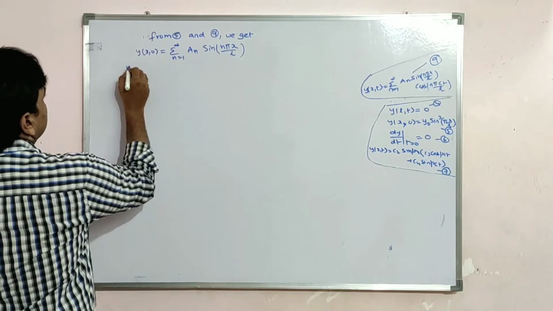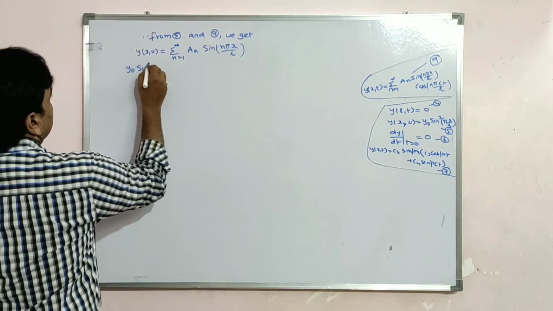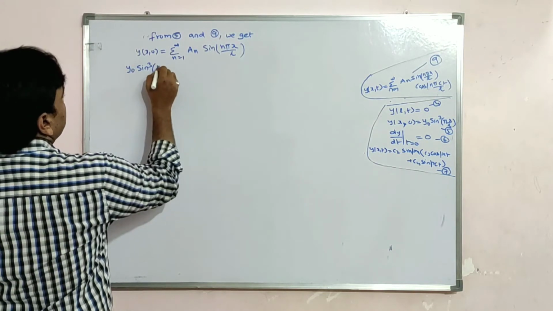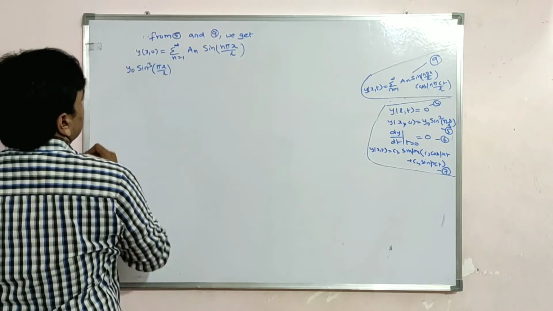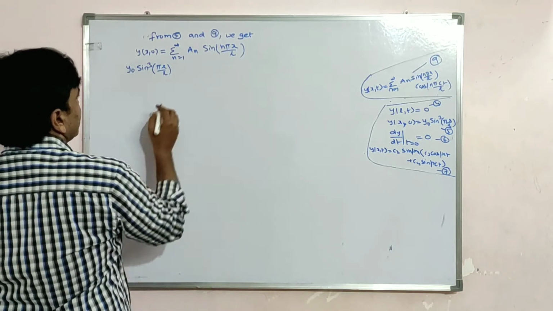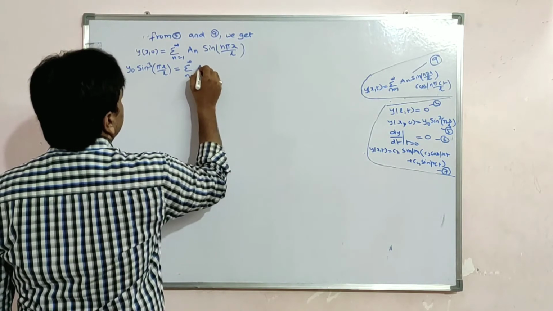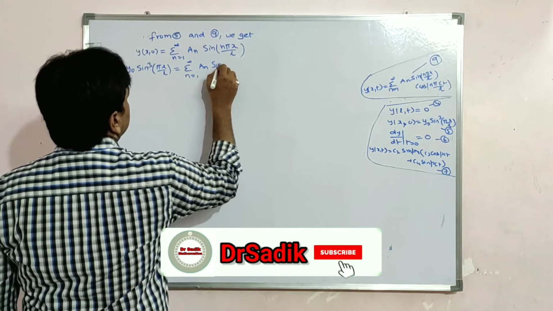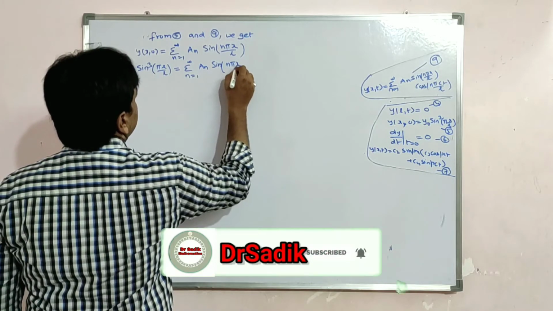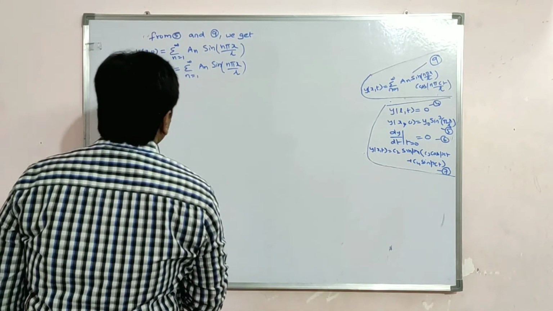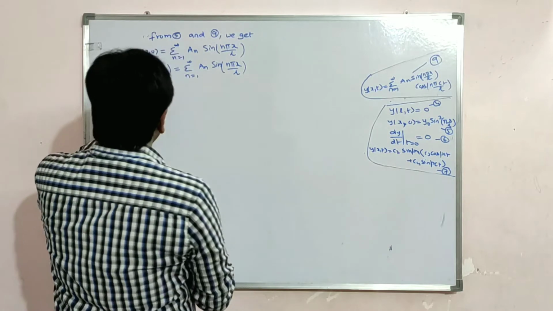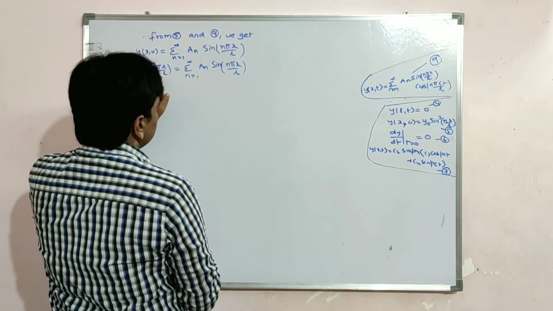y0 sin cube pi x by L, that is equal to, sigma n equal to 1 to infinity a n sin n pi x by L. Now see students, sin cube pi x by L.